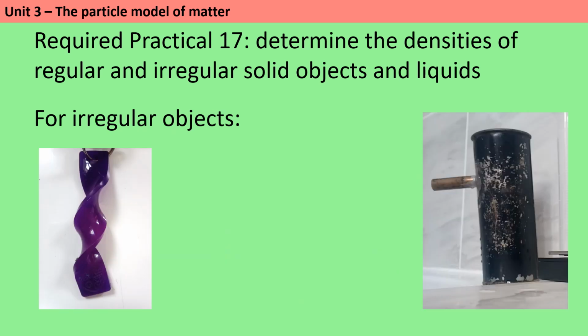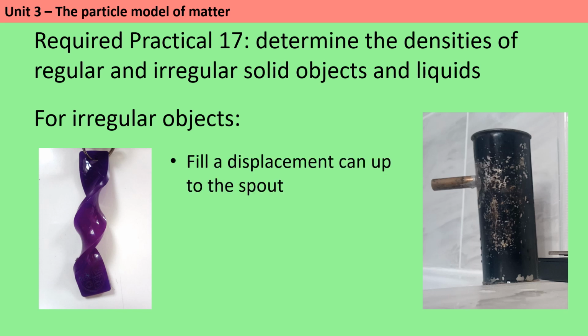And then for irregular objects like my keyring here, you need to use this piece of equipment, which is called a displacement can, or you might also hear it called a eureka can. So you need to fill it up with water right the way up until water is coming out of the spout. And then you're going to fully submerge your object into that displacement can. And as you do so, it will displace some water. It will push water out of the spout.